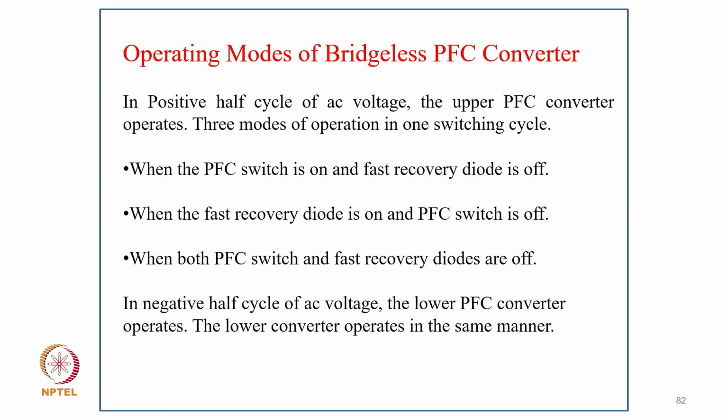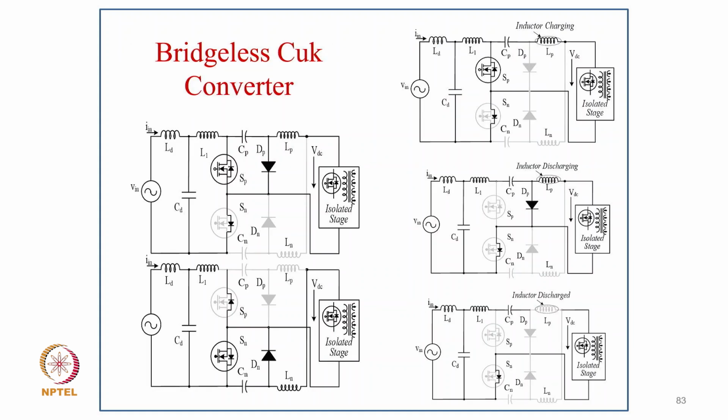So coming to the operating modes of the bridgeless power factor correction converter. In the positive half cycle of the AC voltage, the upper power factor correction converter operates, and there are three modes of operation in one switching cycle. First, when the PFC switch is on and the fast recovery diode is off; second, when the fast recovery diode is on and the power factor correction switch is off; and third, when both the PFC switch and fast recovery diode are off. In the negative half cycle of the AC voltage, the lower PFC converter operates in a similar manner as the upper, positive converter.